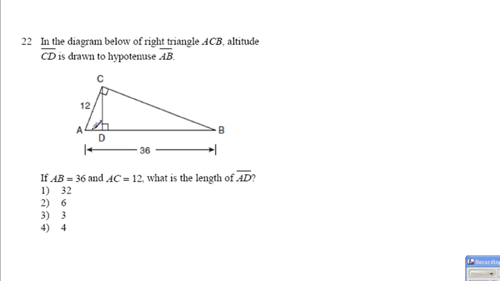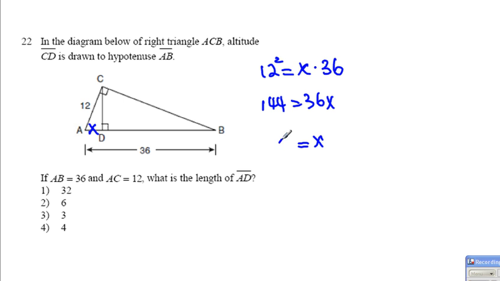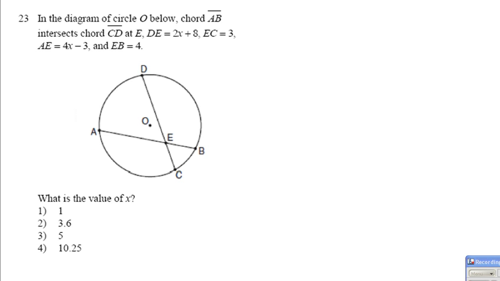Here, the ratio, in fact, we're looking for this one, so therefore we have 12 squared. That side is equal to the same side line segment, which is equal to x times the whole thing, which is 36. That means 144 is equal to 36x. When we divide by 36, we end up getting x equals 4. So 4 becomes our answer. Alright, number 23.